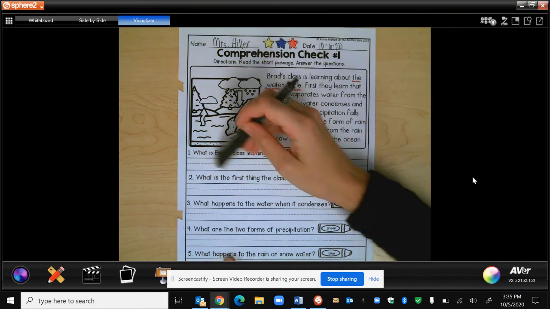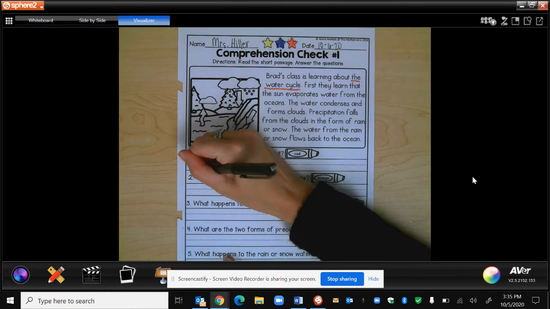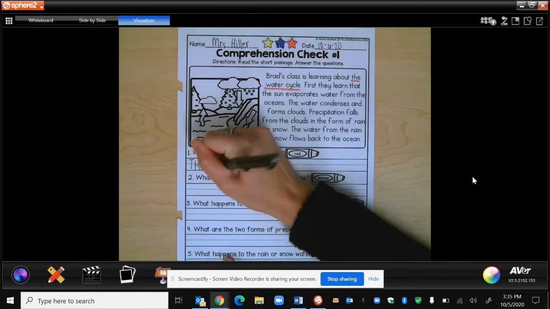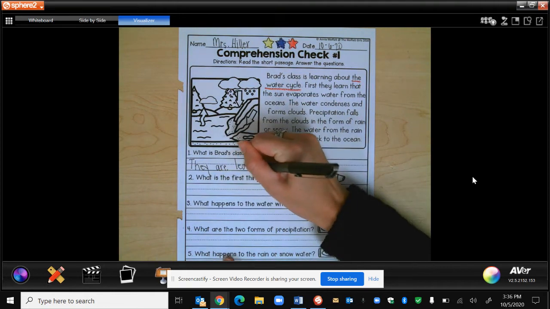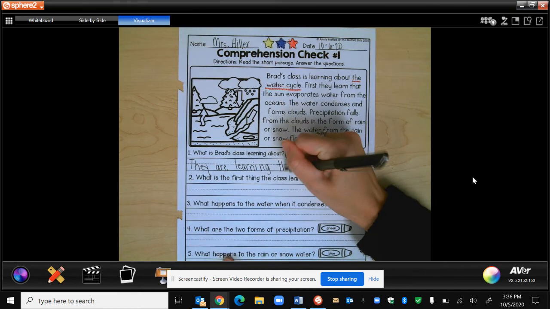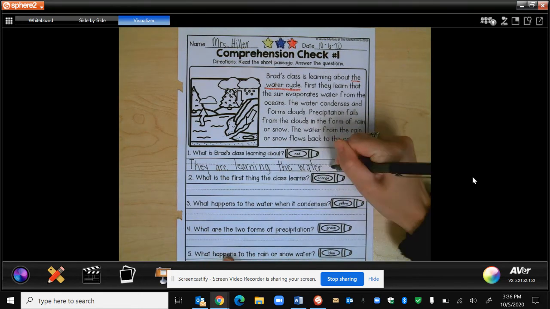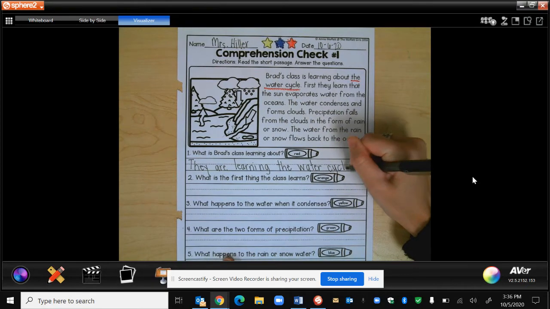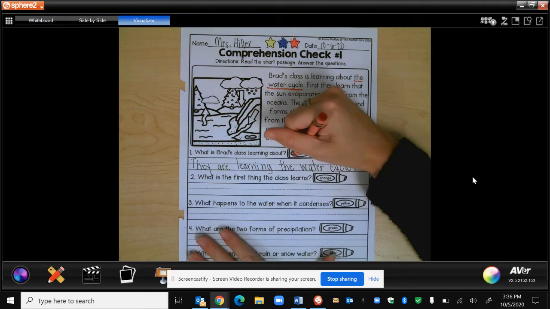Now we are going to write these in complete sentences. So I'm going to say, they are learning the water cycle. Period. So see how I didn't just write the water cycle? Because if I just wrote the water cycle, that's not a complete sentence.